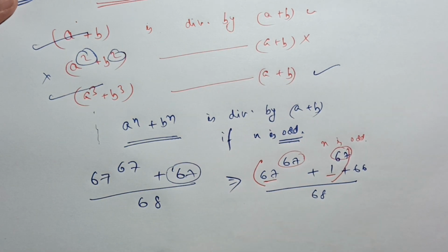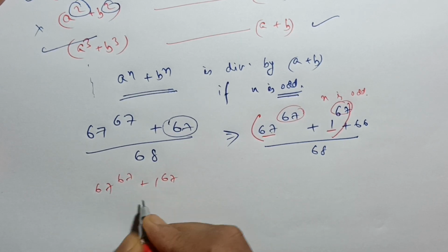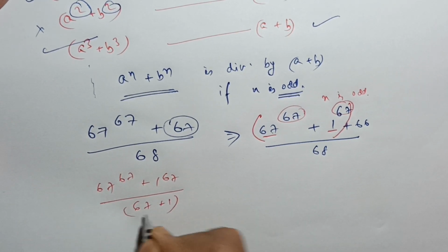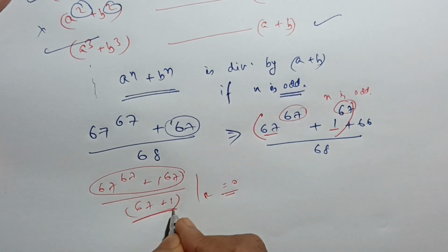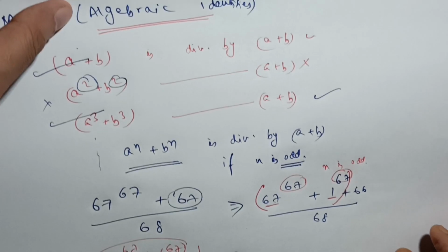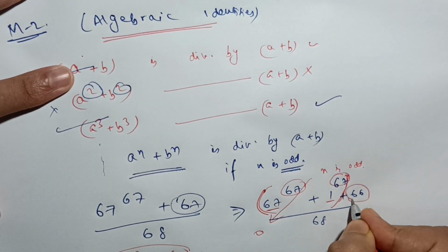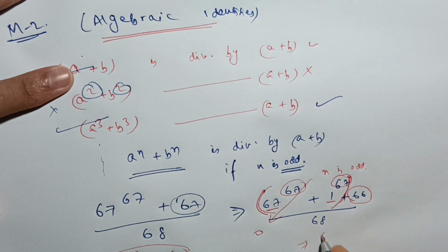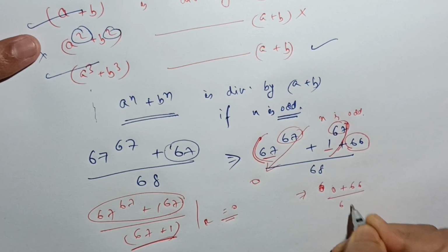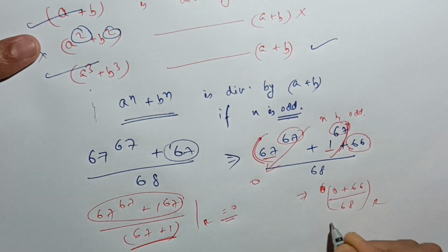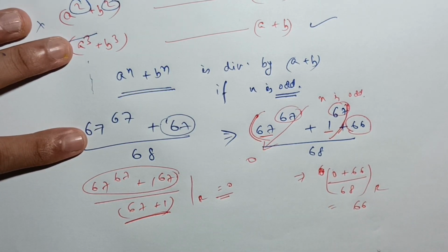So 67 raised to the power 67 plus 1 raised to the power 67 will be divisible by 67 plus 1, right? This remainder will be 0. It means that this is divisible by 68. So this part is divisible by 68, so this is 0, and what remains is 0 plus 66 by 68. What will be the remainder? Obviously 66. So finally we got our answer as 66.